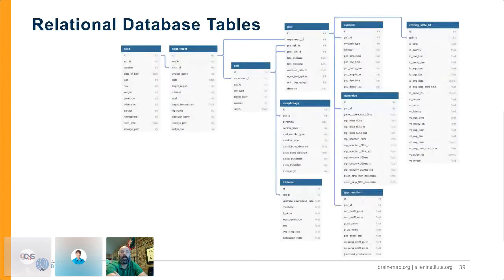All right, so our database is organized into a series of related tables, and here are the most commonly used tables. And the blue lines are showing the relationships between those tables.